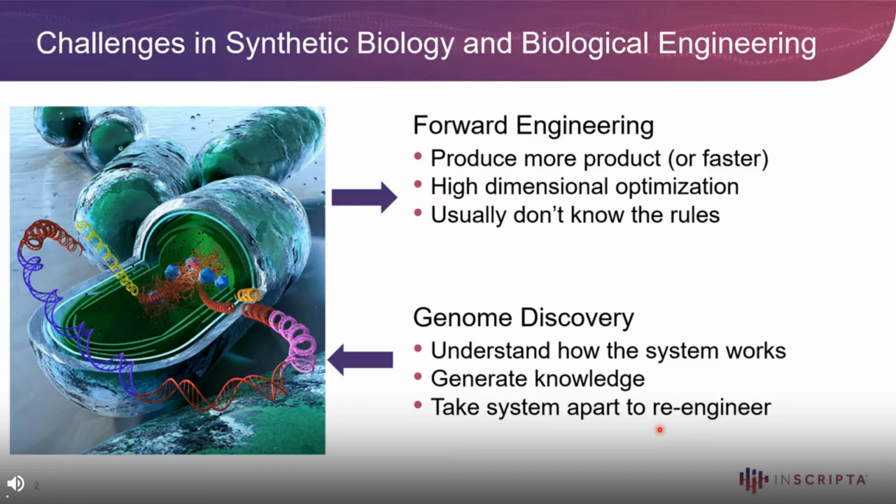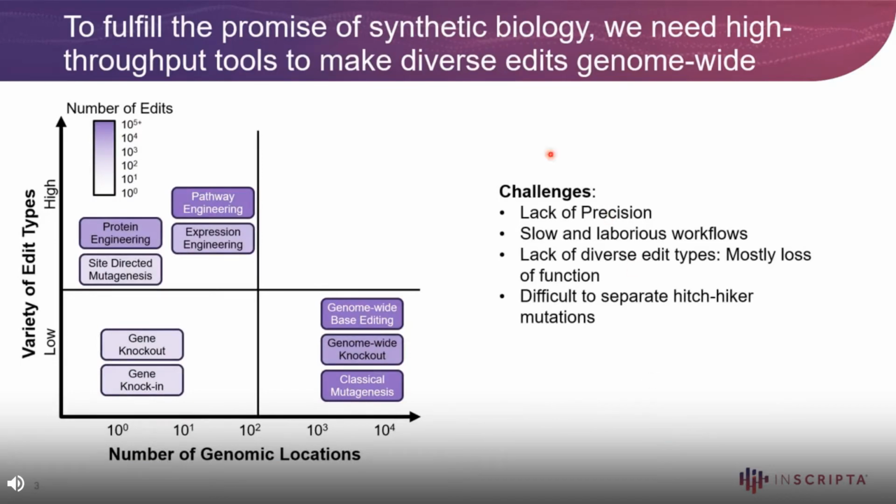In the reverse direction, when you're doing genome discovery, you're really trying to understand how the system works, and you want to generate some basic knowledge about that system. So you need tools that allow you to take that system apart in order to re-engineer it for a particular purpose or phenotype that you're looking for. So in order to fulfill the promises of synthetic biology, we really need high throughput tools to make diverse edits genome-wide.